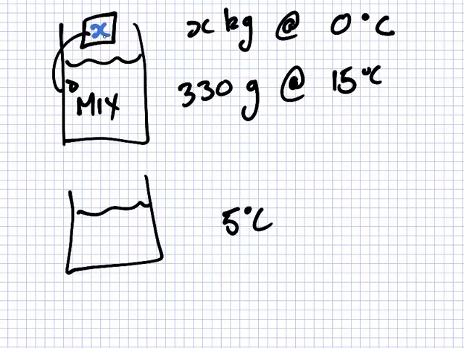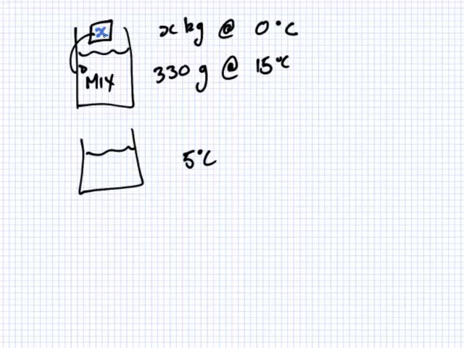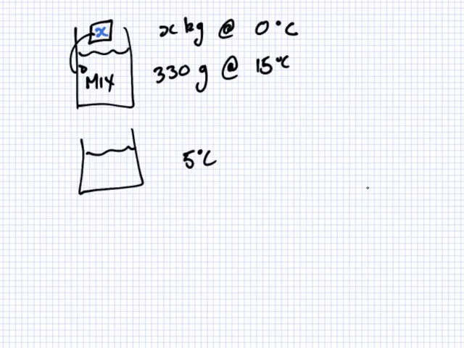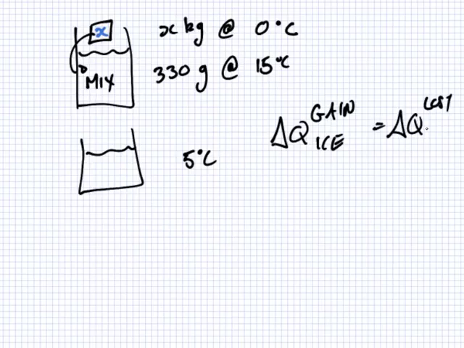Shall we do this one now together? So again, we need to be clear about who's gaining and who's losing here. So we have two things. We have ice and water. So is the ice gaining or losing energy? Gain. And the water? Losing. So the energy which is gained by the ice will equal the energy which is lost by the water.